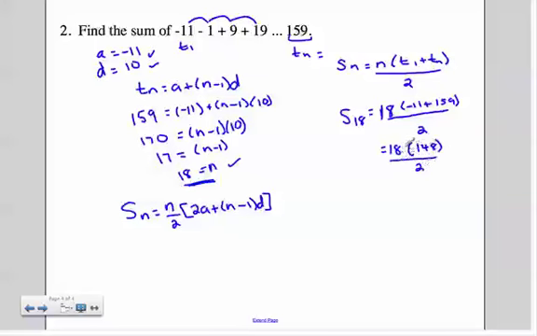Easiest way to do that in your calculator is just to go 18 times 148 divided by 2. You could also go 9, because that's what 18 divided by 2 is, times 148. That's what I'm going to do because it's less buttons, a little bit quicker. It equals 1,332. So if I add up all these numbers, including the ones that I don't see in the middle that continue the pattern, the answer would be 1,332.